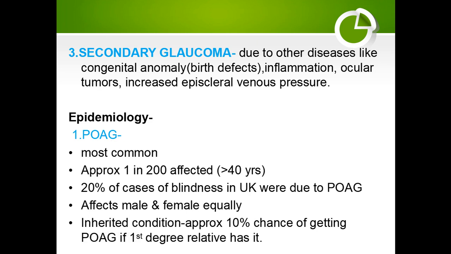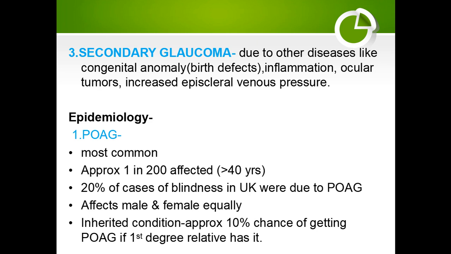Then let us see the epidemiology. Epidemiology is nothing but distribution of disease in a population. So, primary open angle glaucoma is the most common and it occurs in approximately 1 in 200 individuals, most commonly in individuals who are more than 40 years of age. 20% of cases of blindness in the UK were due to primary open angle glaucoma. It affects male and female equally and it is an inherited condition.